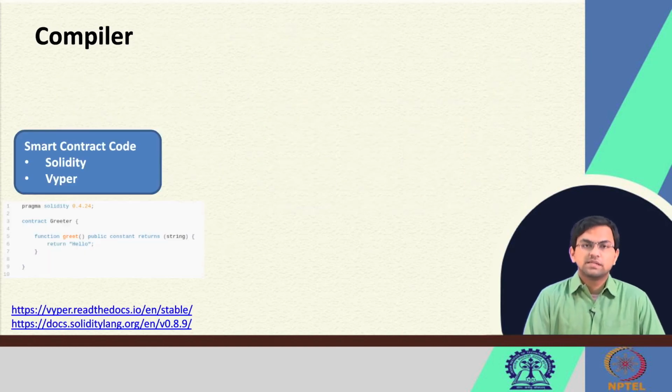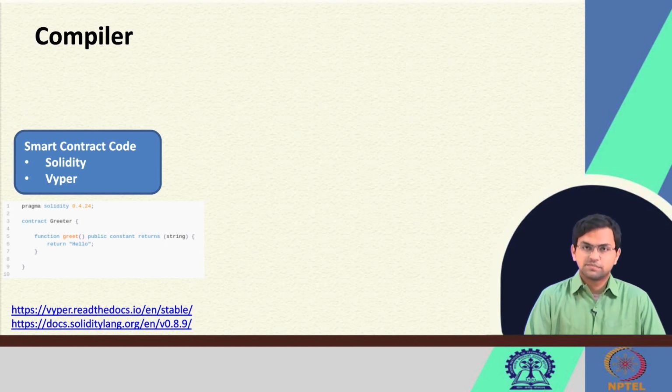So we will see the flow through which Ethereum smart contracts are developed, compiled and executed. Firstly we have the smart contract code, and this code can be written in different languages. The most popular ones are Solidity and Viper. These are the two most popular languages in which you can develop Ethereum smart contracts.